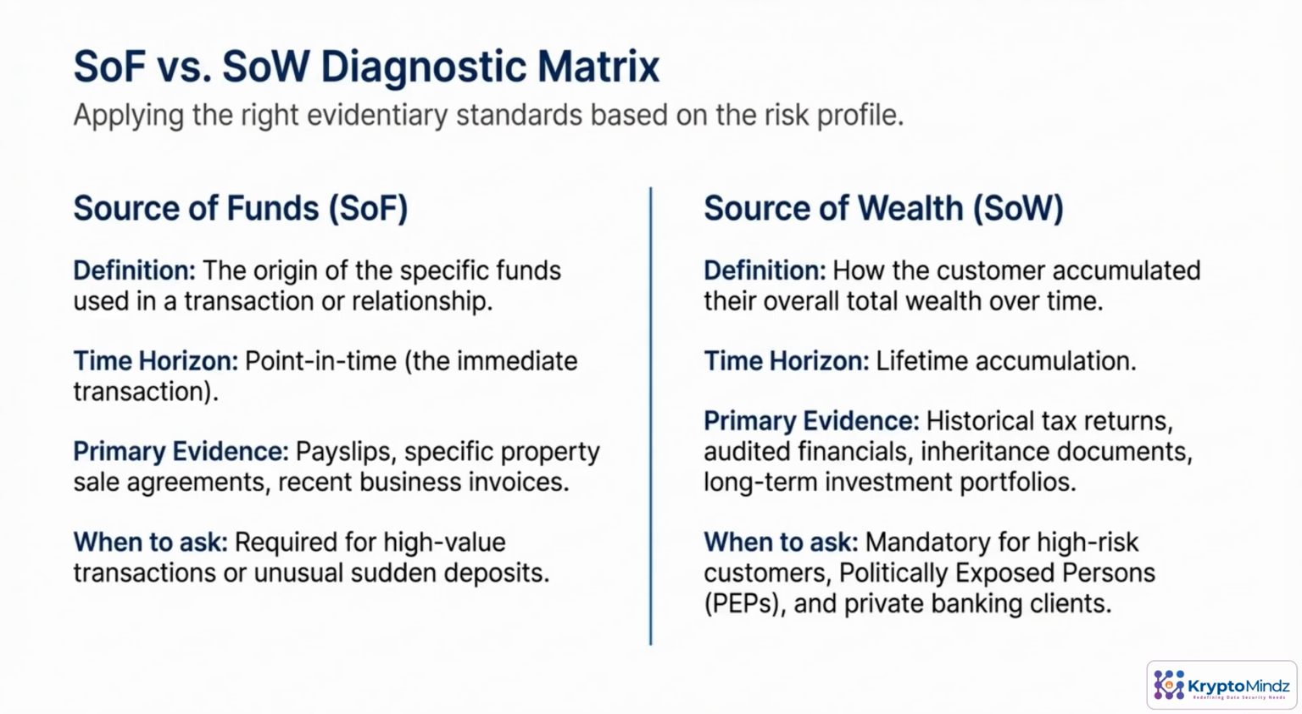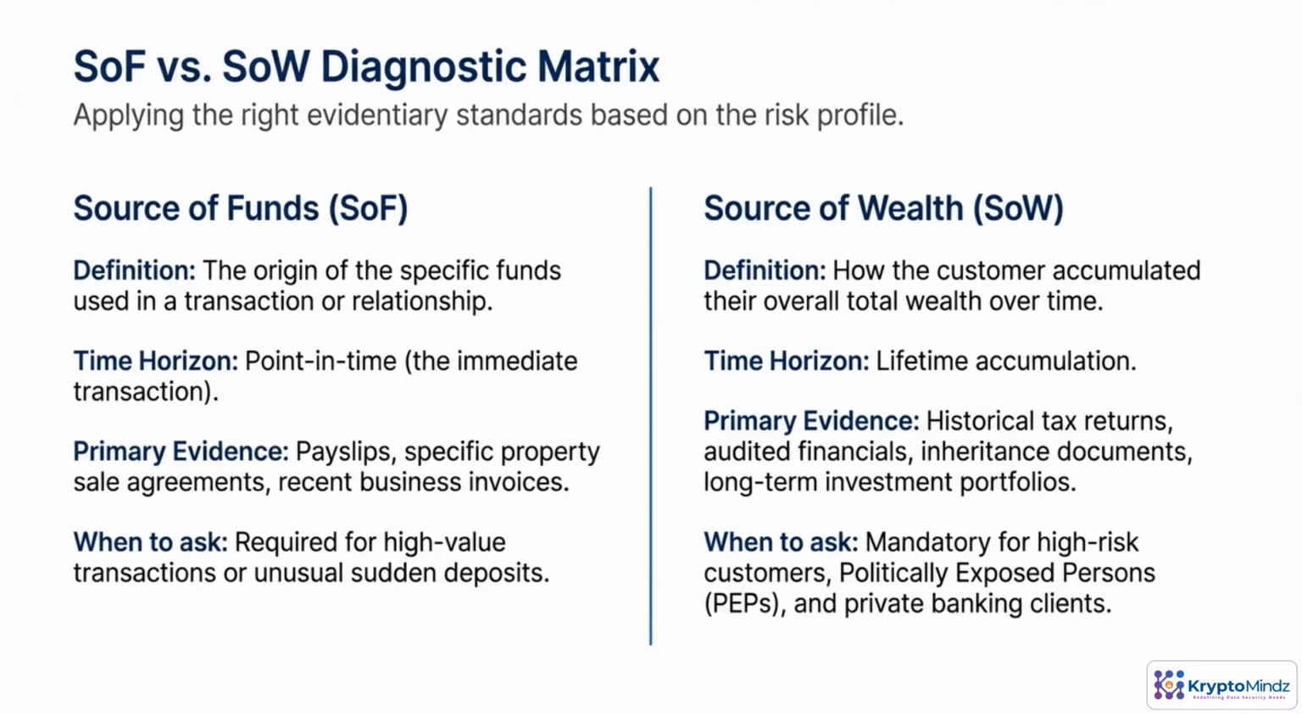Source of funds and source of wealth answer related but distinct questions. Source of funds asks, where did the money for this specific transaction come from, right now? You evidence it with payslips, a recent property sale, or current business invoices. It is especially important for single large or unusual movements of money.